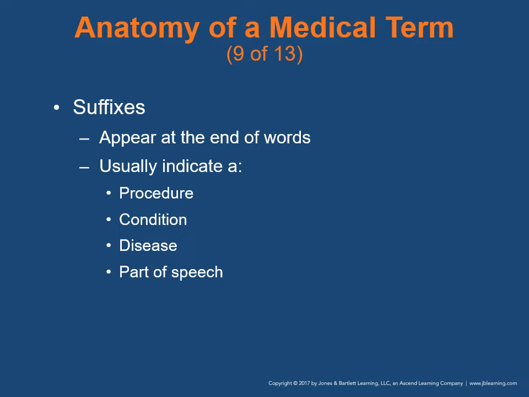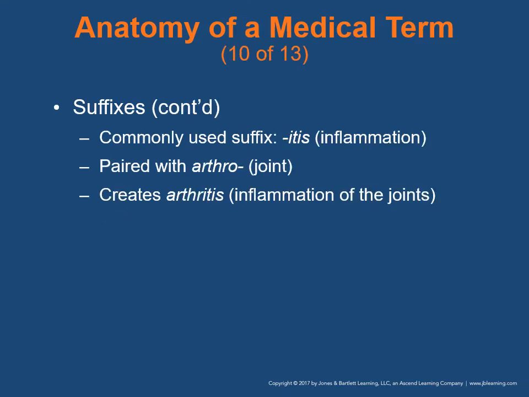Suffixes. These are placed at the end of the words. They usually indicate a procedure, condition, disease, or part of speech. A commonly used suffix is itis, which means inflammation. When paired with the word root arthro, meaning joint, the resulting word is arthritis, which means an inflammation of the joints.